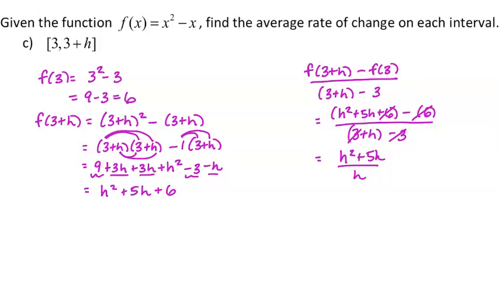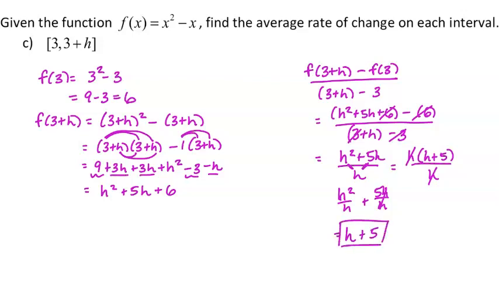You can think of this in a couple of different ways. We could factor the numerator and factor out an h from each of those terms since they have that in common, which leaves h plus 5. Then that h from the numerator cancels the h from the denominator to get just h plus 5. You could also think of this as two separate divisions: h squared over h plus 5h over h, and divide each of those individually. h squared divided by h gives us h. 5h divided by h gives us just 5. So you can either factor and cancel the common factor or think about each term in the numerator being divided by that single term in the denominator.